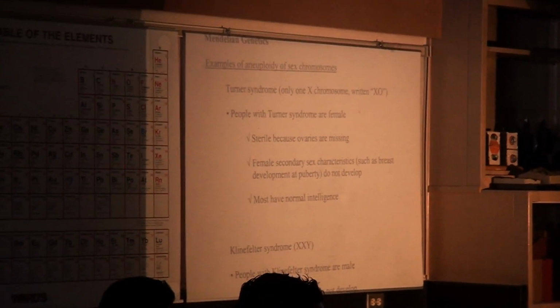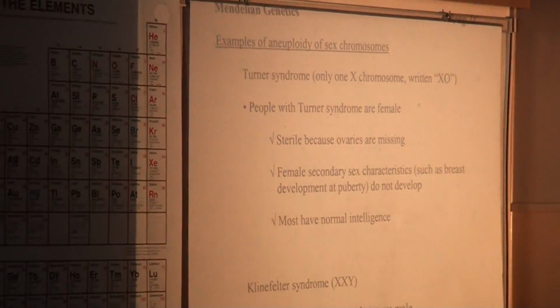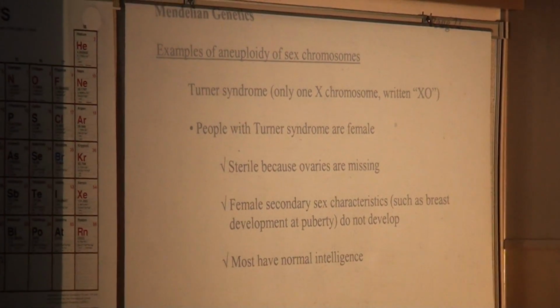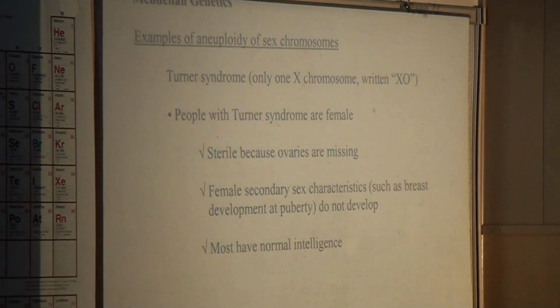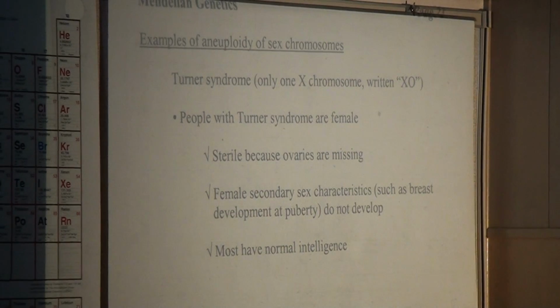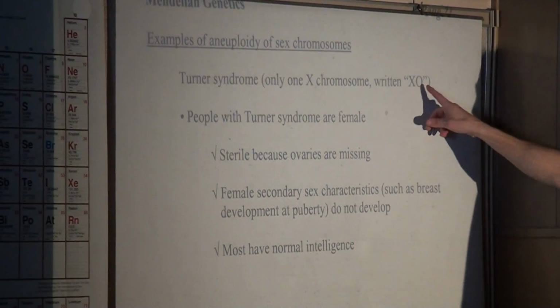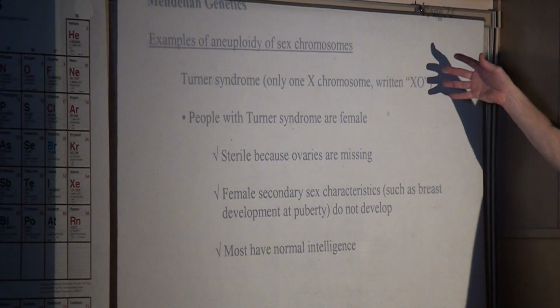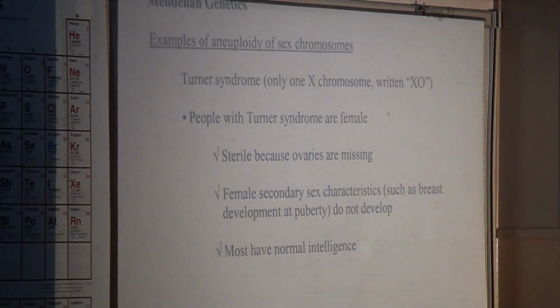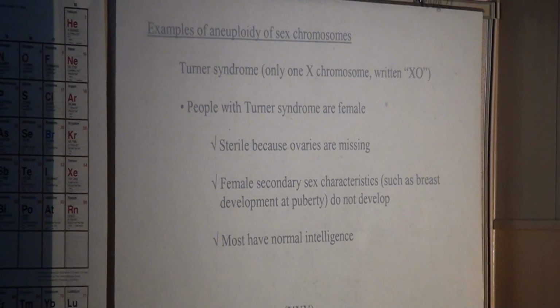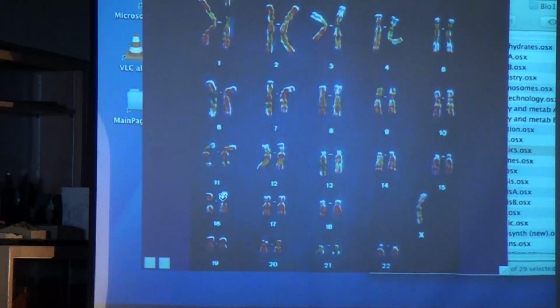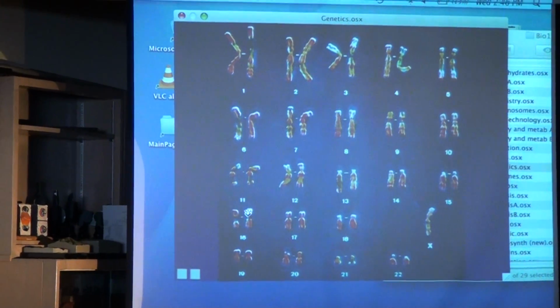In Turner syndrome, the person only gets one X chromosome instead of having two sex chromosomes like you normally expect. And it's sometimes written XO to show that there's 0 other sex chromosome. And you remember what I said earlier, these people are females because it's a lack of a Y chromosome that makes you female. Here's what the karyotype would look like.